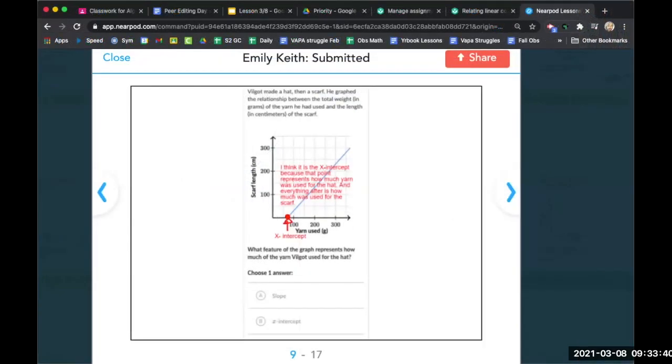So here's one answer. One student, Emily, says: I think that the x-intercept, because that point represents how much yarn was used for the hat, and everything after it is how much was used for the scarf. Well, there you go. Because the x-axis represents the amount of yarn used, and it starts at a little less than 100, it means that a little less than 100 has already been used, and the rest gets used for the scarf. And that's exactly right, Emily. It is the x-intercept. That is our answer.